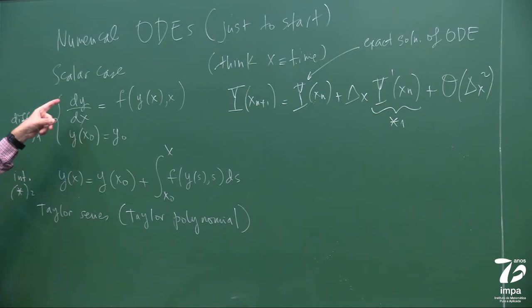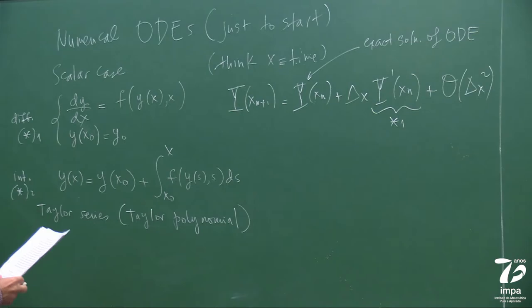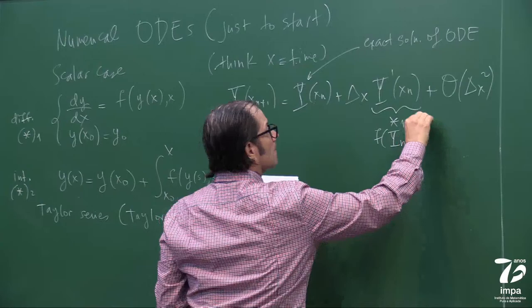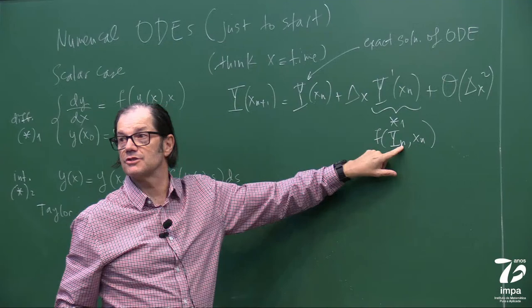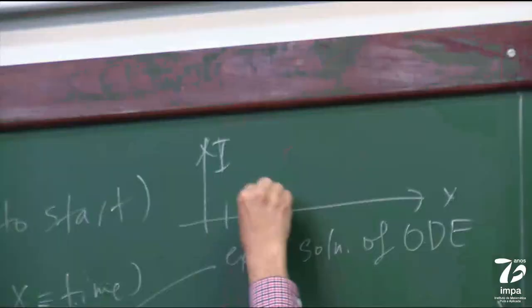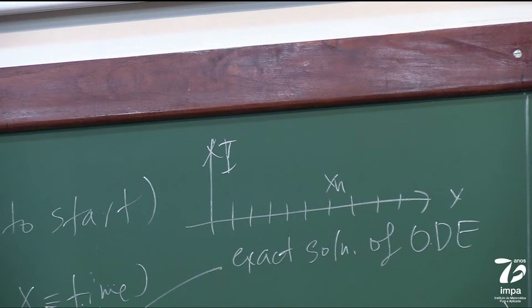So this is equal to f evaluated at capital Y. So if I do this, let me just put it here to save, and now let me start using this notation. You already know that this is the exact solution evaluated at discrete time x_n. This is discrete time, but it's the exact solution. It's a function. It's a continuous object. I can evaluate it at any time. No problem. Okay?